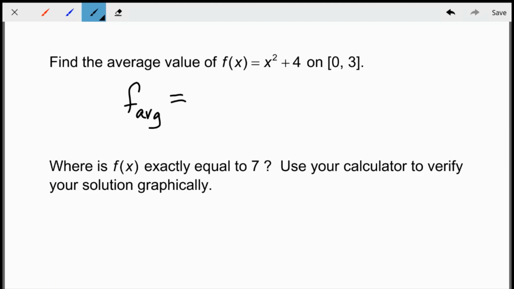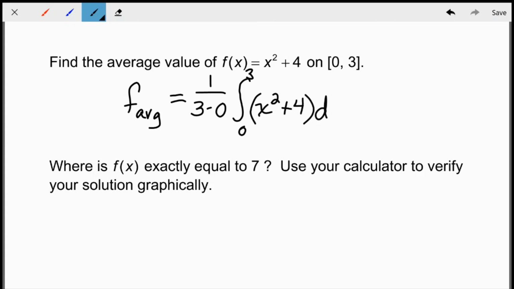So my average function value is going to be 1 over 3 minus 0, so I'm dividing by the length of the base there, times the integral from 0 to 3 of x squared plus 4 dx. Okay, so remember, when I take the integral of x squared plus 4 dx, that's basically going to give me the change in the antiderivative function divided by now the length of that base. And that's going to be like the change in y over the change in x, or my average rate of change. So in the end, this turns out to be 7. Okay, so very simple to solve that integral out.